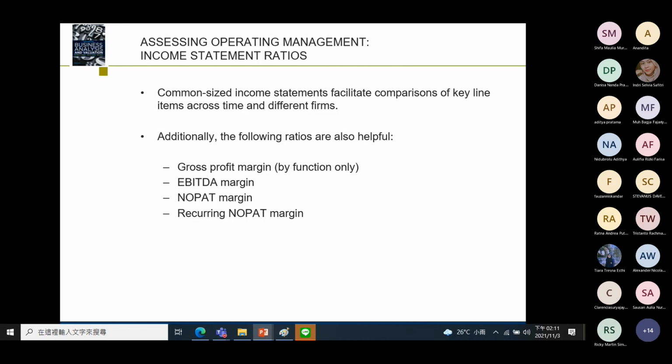Common size income statements make it possible to compare trends in income statement relationships over time for the firm, and the trends across different firms in the industry. Income statement analysis allows the analyst to ask the following types of questions. First question: are the company's margins consistent with the stated competitive strategy? For example, a differentiation strategy should usually lead to higher gross margins than a low-cost strategy.